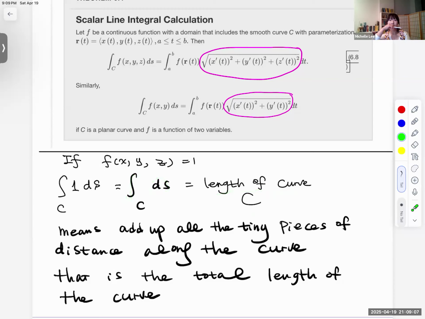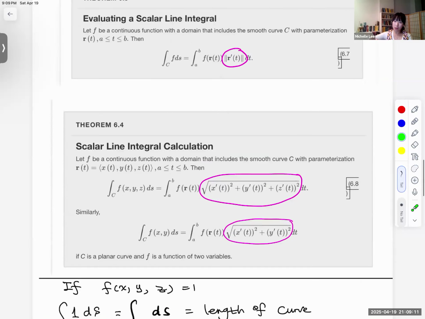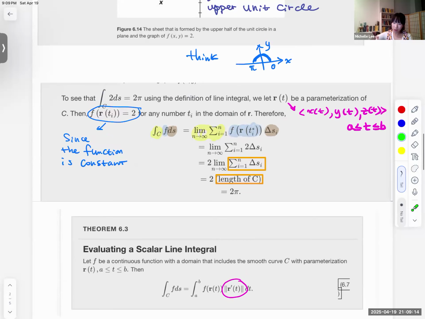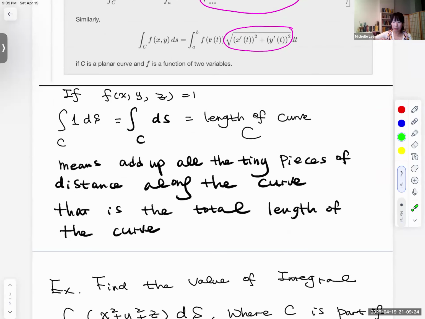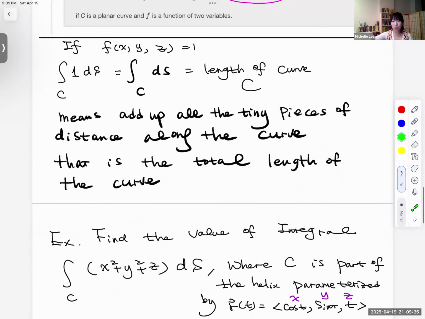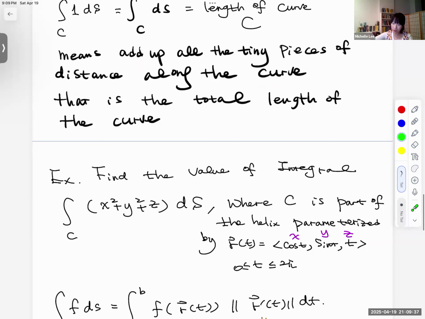So like earlier we had the experience, right? So just ds. What's just ds? Yeah, it is the length of a curve, right? Same as here. It means adding all the tiny pieces of distance along the curve, and that is the total length of the curve. Okay. Now, let's do this example.